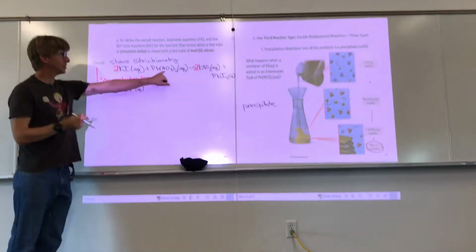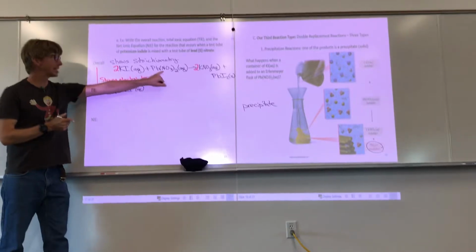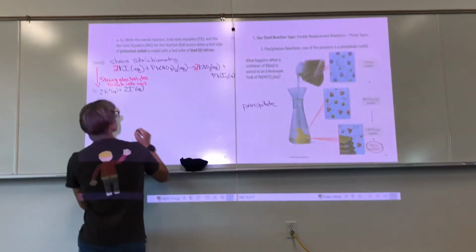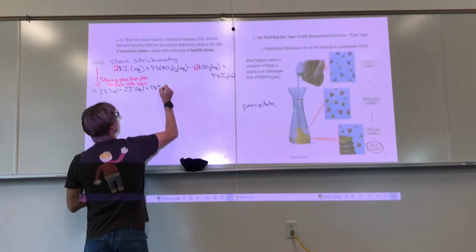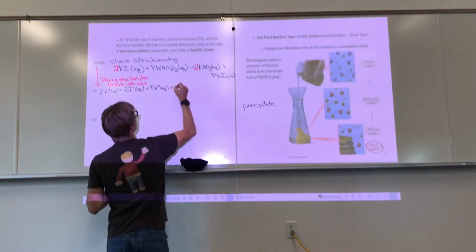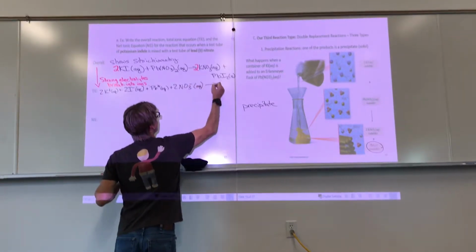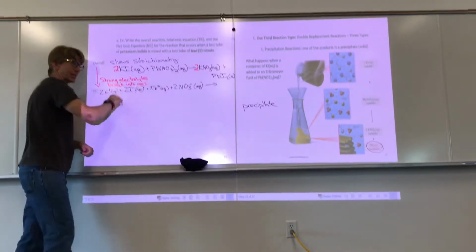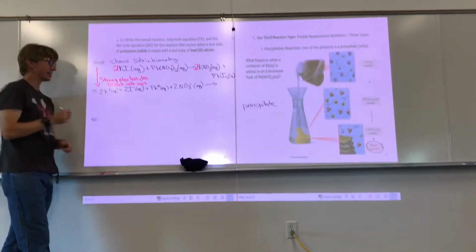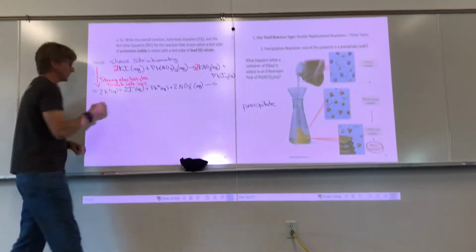Then we do our lead 2 nitrate. This is aqueous. We have 1 lead 2 plus ion and 2 nitrates. And I'm going to end up with all of my TIE reactants on one line, and then I'm going to continue underneath with an indent. Then I get 2 potassiums on the product side.